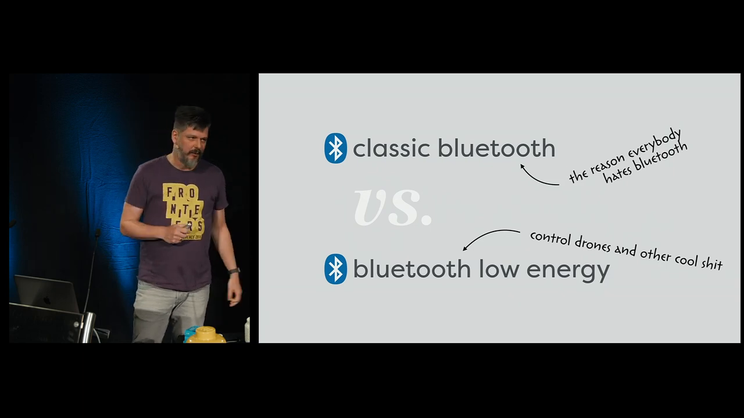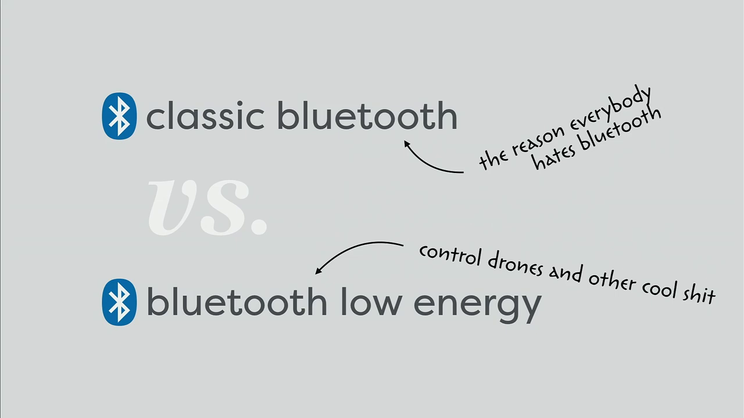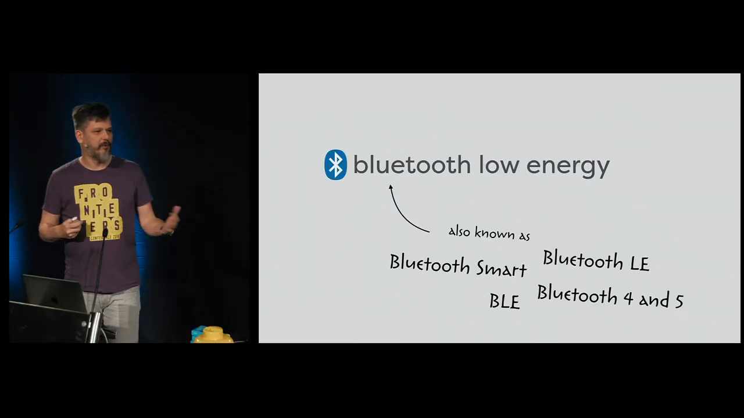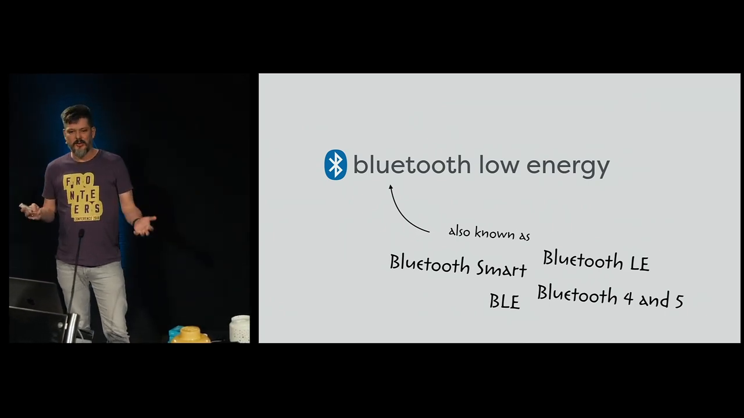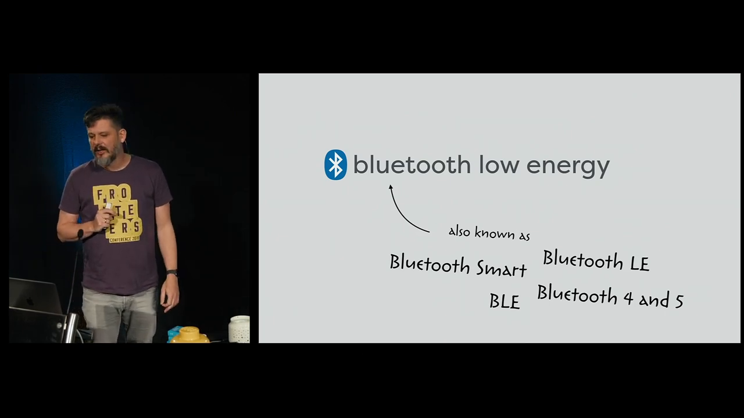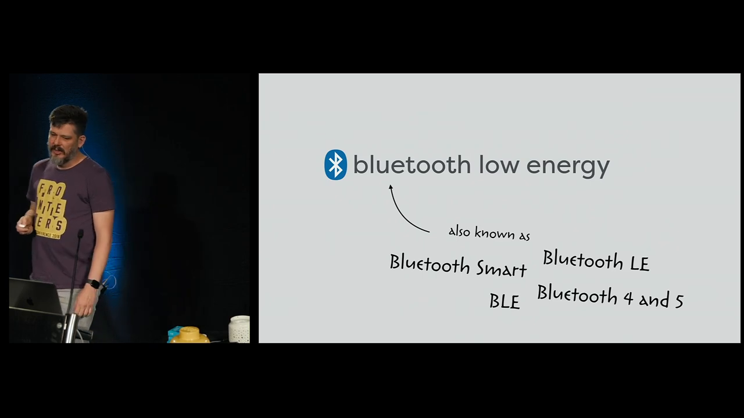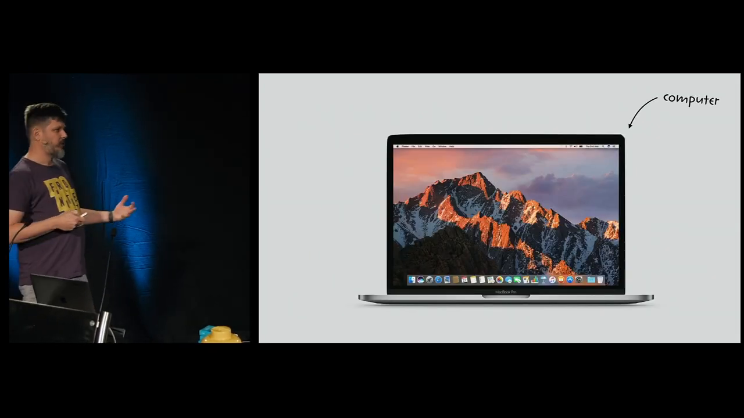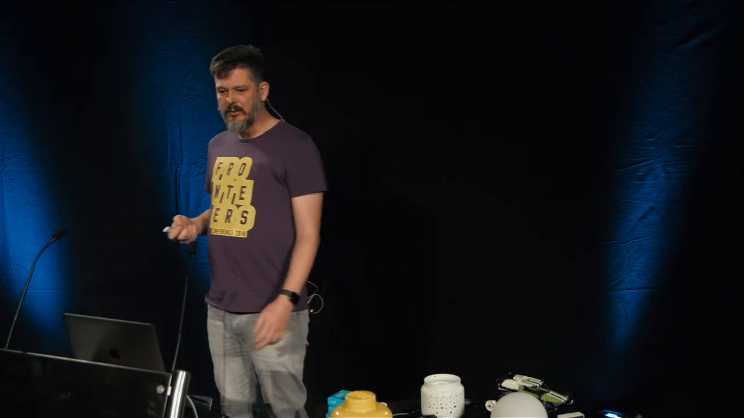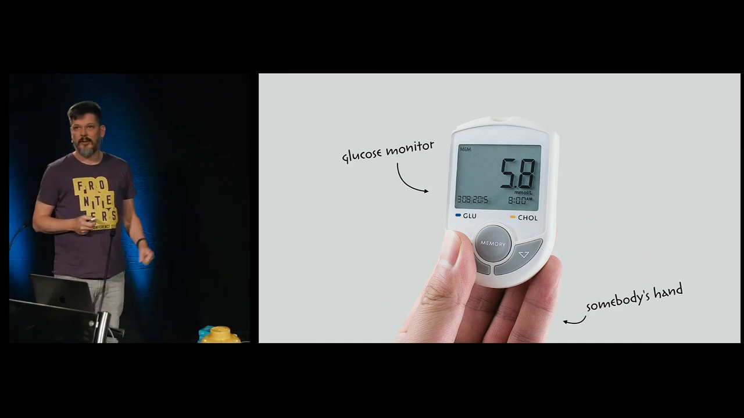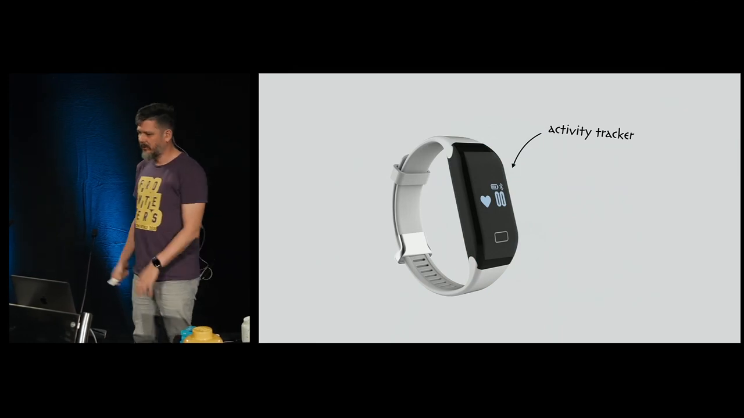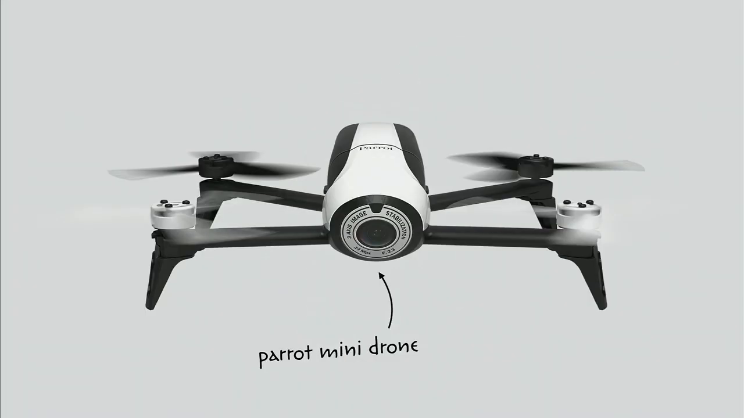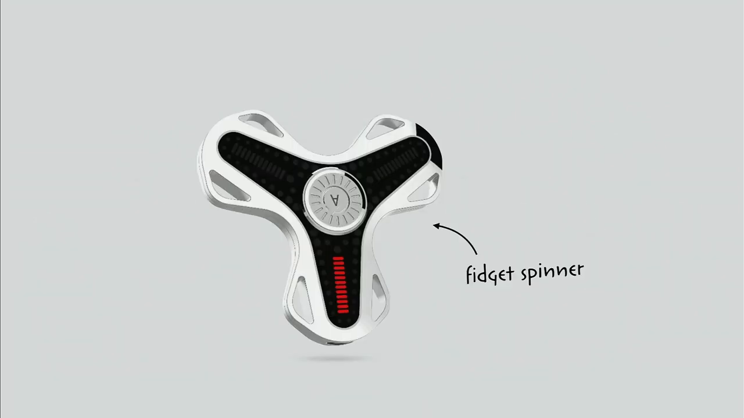But then you're thinking about classic Bluetooth. That's the reason everybody hates Bluetooth. But Bluetooth low energy is actually a modern standard. So it's known under many names, like Bluetooth Smart or Bluetooth LE, BLE, Bluetooth 4, Bluetooth 5. And if you're worried about range, for example, the maximum range that they got Bluetooth 5 working is more than a kilometer between devices. And 10 million devices ship every single day, like mobile phones, computers, but also more practical medical applications like glucose monitors. They come in Bluetooth versions. And we have activity trackers, heart rate monitors, and IoT devices like light bulbs, and even toys like cute little robots or drones or fidget spinners.